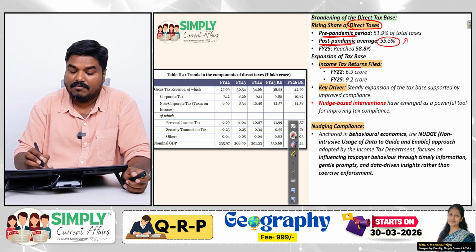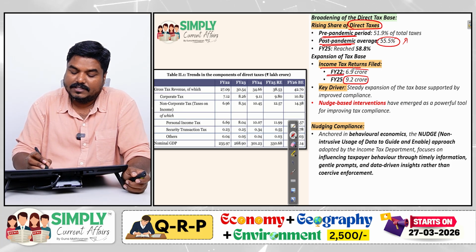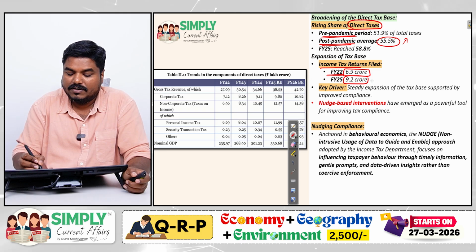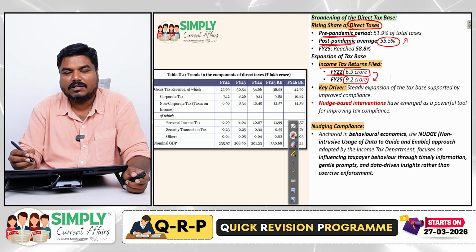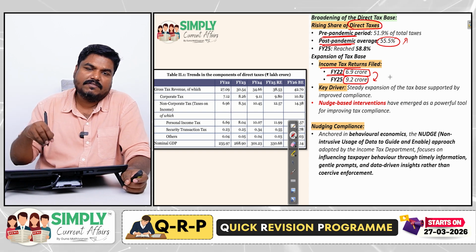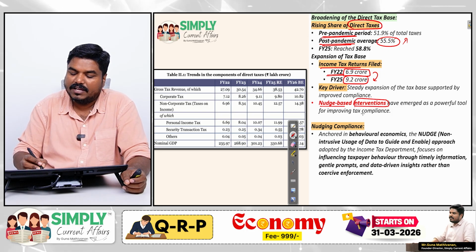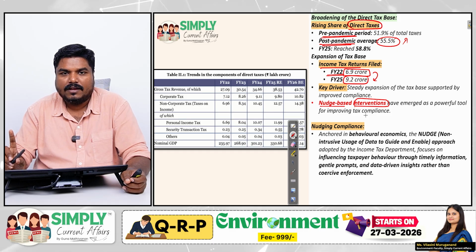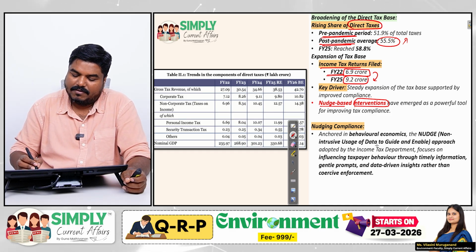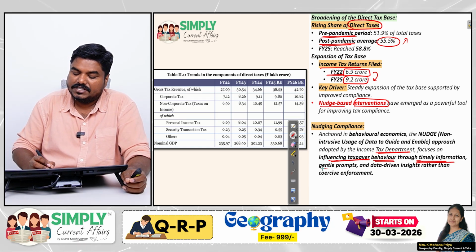Specifically, income tax: more people are filing taxes. In financial year 2022, 6.9 crore people were filing taxes. Now it has increased to 9.2 crores. How, sir, are significantly more people filing taxes? The reason the economic survey highlights is the nudge-based interventions taken by the tax officials. Nudge-based is not a coercive measure. It is an approach adopted by the income tax department to influence taxpayer behavior through timely information and gentle prompts.